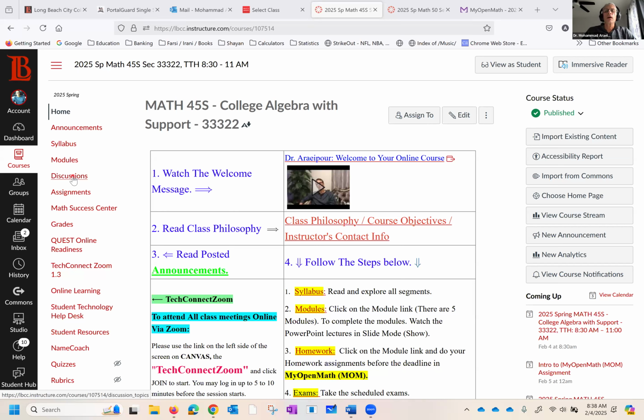I had sent several emails over the course of the past couple of weeks, asking you to explore the course. Here's the home page of Canvas. When you go to the home page of Canvas, I've set it up so it'll be easy to follow by numbers.